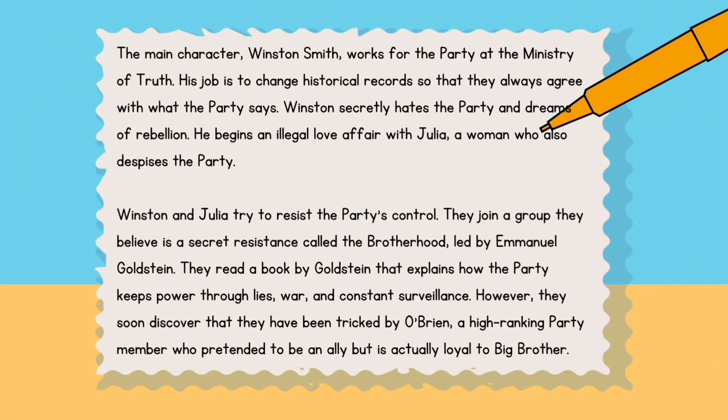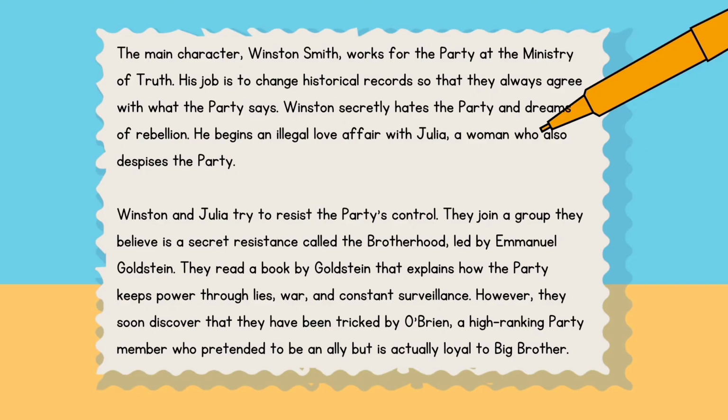The main character, Winston Smith, works for the party at the Ministry of Truth. His job is to change historical records so that they always agree with what the party says. Winston secretly hates the party and dreams of rebellion. He begins an illegal love affair with Julia, a woman who also despises the party. Winston and Julia try to resist the party's control.